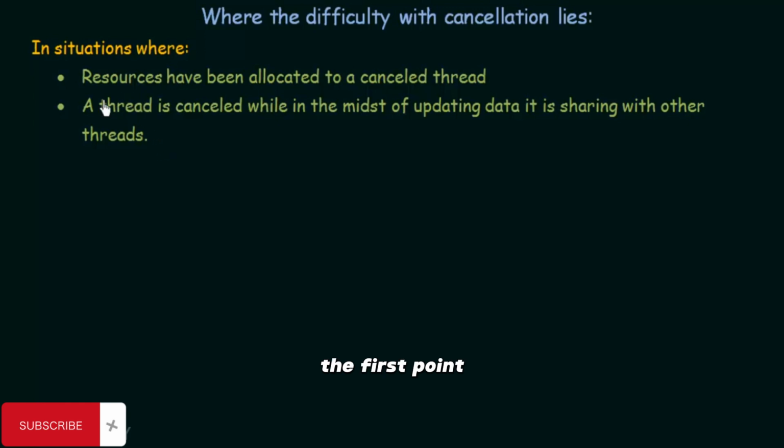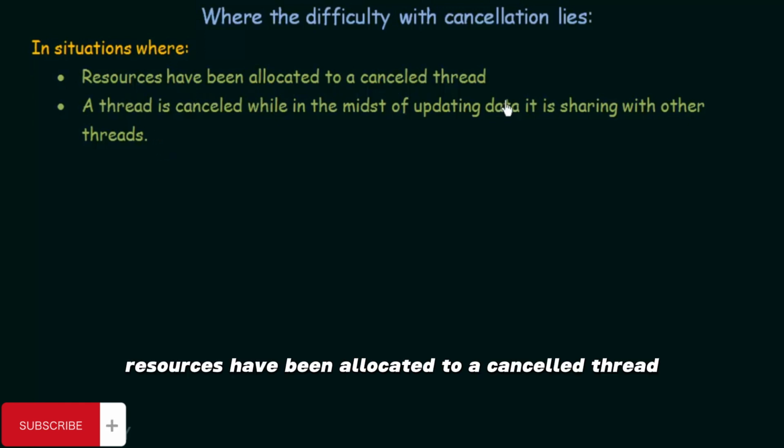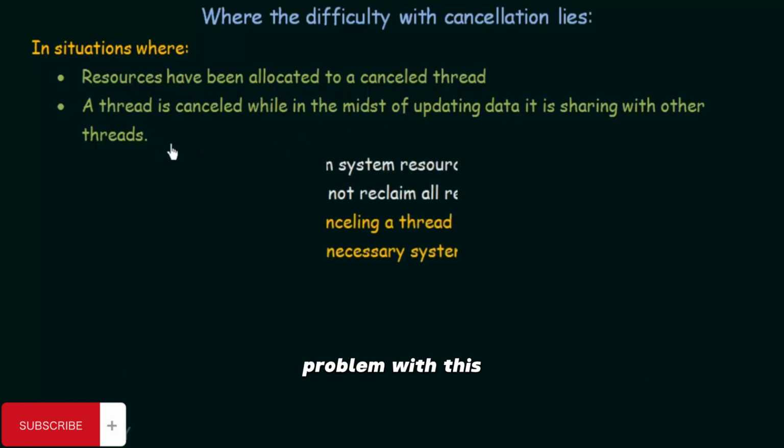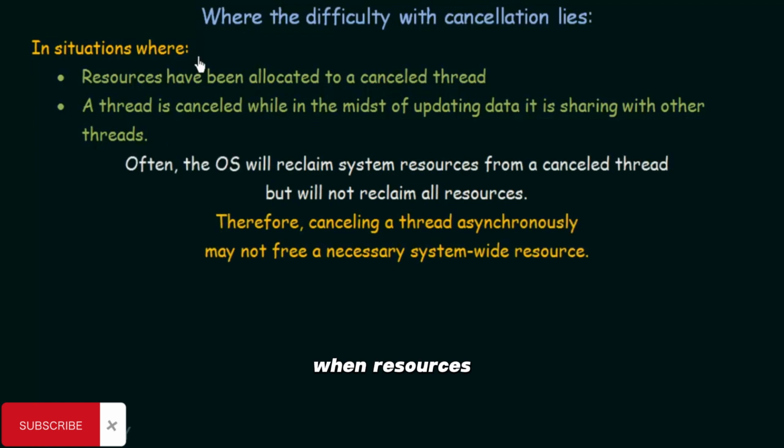Now let us come back to the first point. Here I said resources have been allocated to a canceled thread. So what is the problem with this? The thing is that when resources are allocated to a thread, often the operating system will reclaim the system resources from a canceled thread, but will not reclaim all the resources. So when a thread is allocated resources, and if it gets canceled, then by default they will reclaim the system resources from the canceled thread. But in some cases, it may not be able to reclaim all the resources.